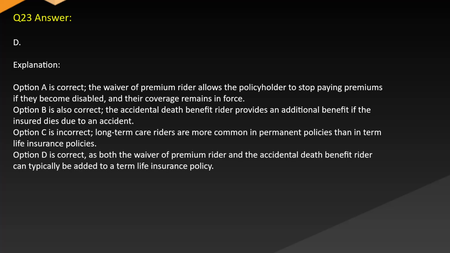Answer D. Explanation. Option A is correct. The waiver of premium rider allows the policyholder to stop paying premiums if they become disabled and their coverage remains in force. Option B is also correct. The accidental death benefit rider provides an additional benefit if the insured dies due to an accident. Option C is incorrect. Long-term care riders are more common in permanent policies than in term life insurance policies. Option D is correct, as both the waiver of premium rider and the accidental death benefit rider can typically be added to a term life insurance policy.